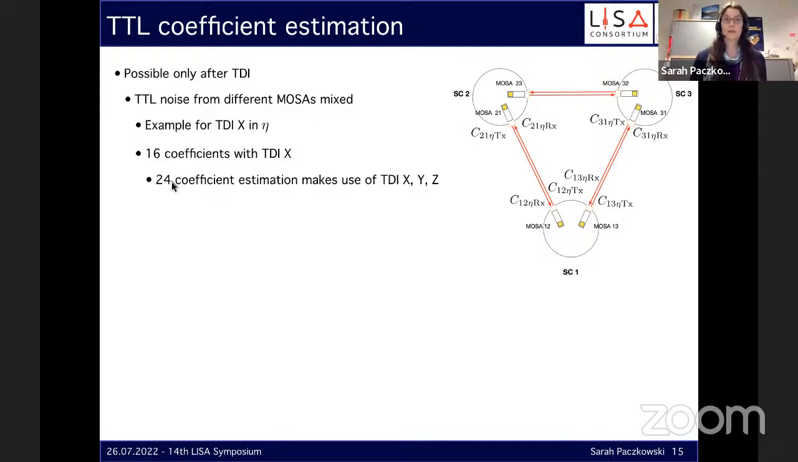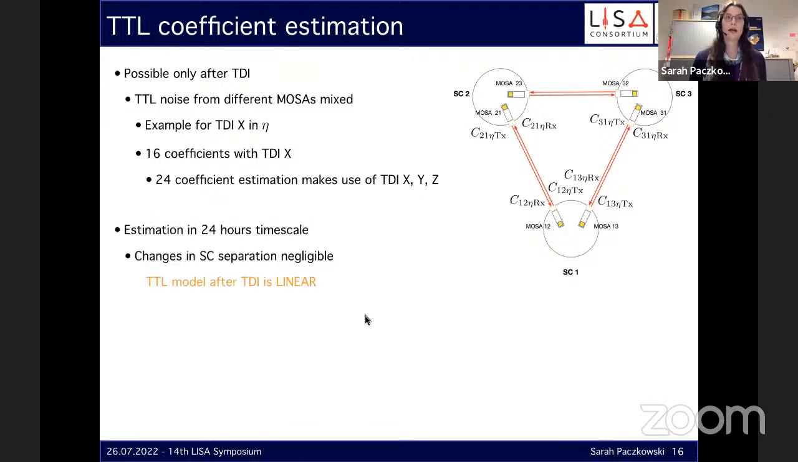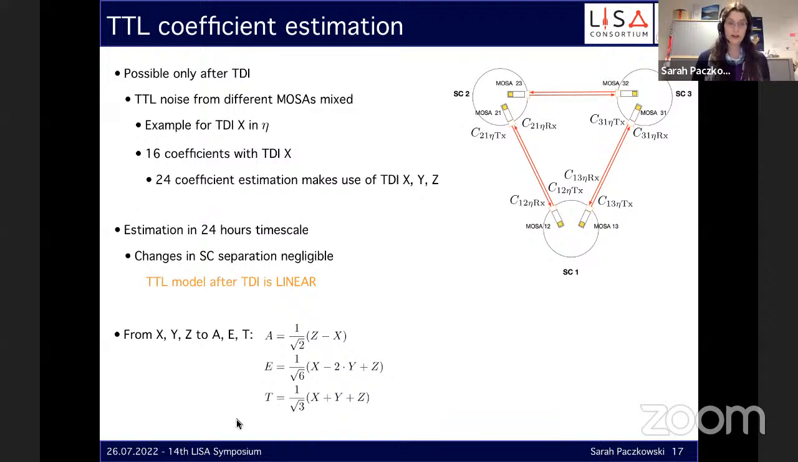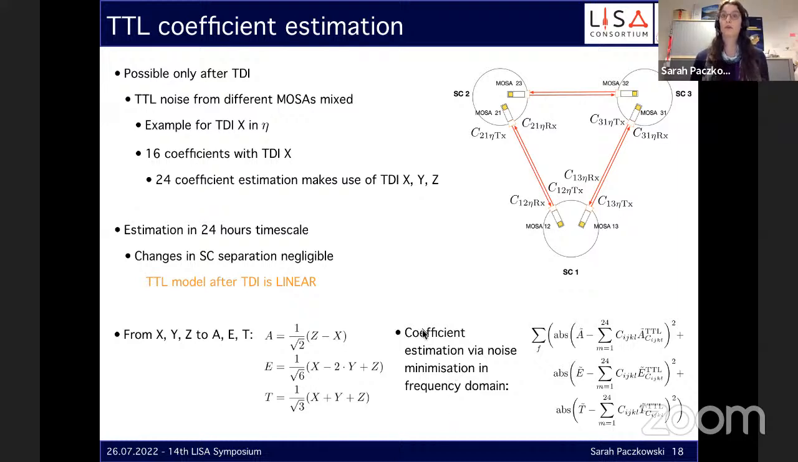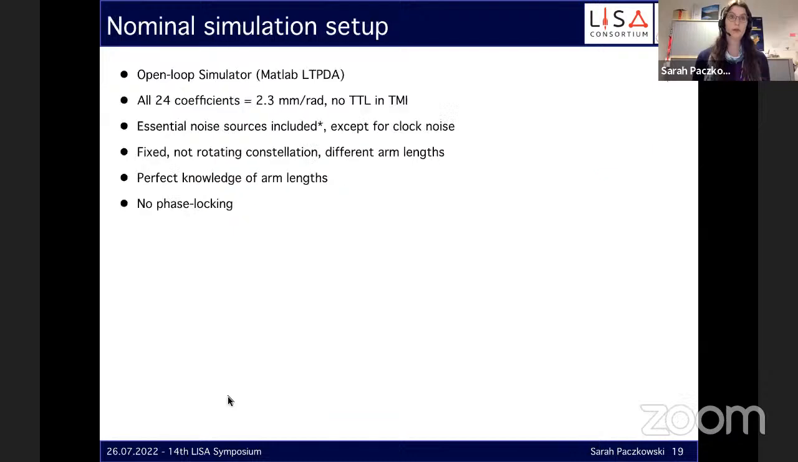And to estimate the total 24 coefficients, we make use of TDIX, Y, and Z. And we estimate them on a 24 hours time scale, where the changes in spacecraft separation are negligible, which means that we can have this linear TTL model after TDI. And in fact, we don't use X, Y, and Z to estimate the coefficients, but we transform them to A, E, and T as given here, and then estimate the coefficients via noise minimization in frequency domain as described here. And we use A, E, and T together at the same time.